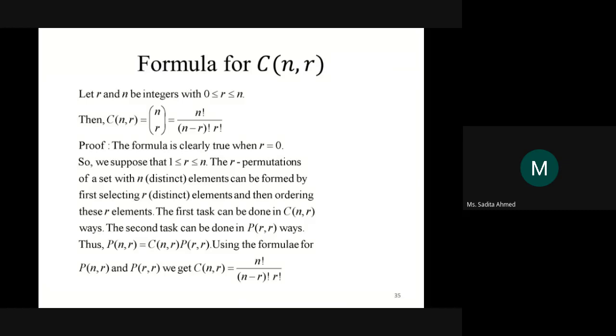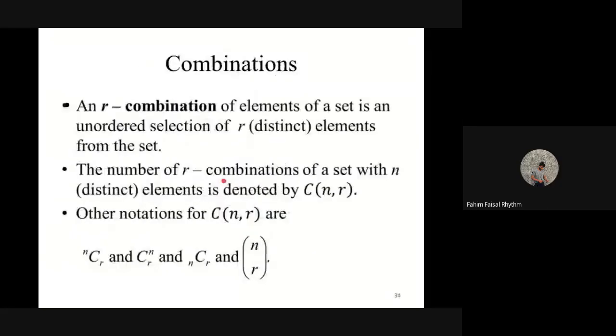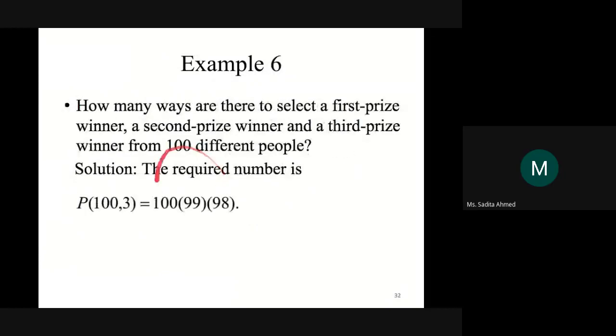So what are you doing here? P R R. So the second task, which is reshuffling among the selection, can be done in P R R ways. Does that part make sense? That the second task can be done in P R R ways. Yes, ma'am. Miss, can you explain it again, please? The second task. Okay. Yes. For that, think about what we're doing here.